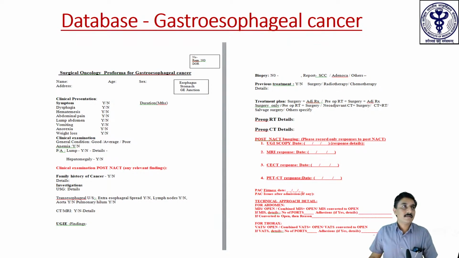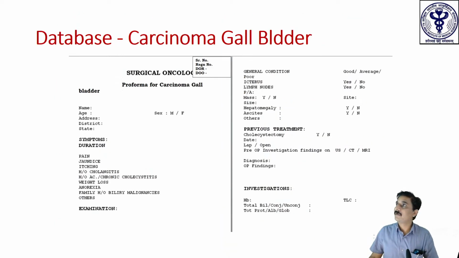As these GI cancers have different subsets, every subsite has a different treatment protocol. So we have to maintain a different database with different entry units, so that each subsite carries a different data protocol or treatment protocol which can be captured. So this is the carcinoma gallbladder cancer.